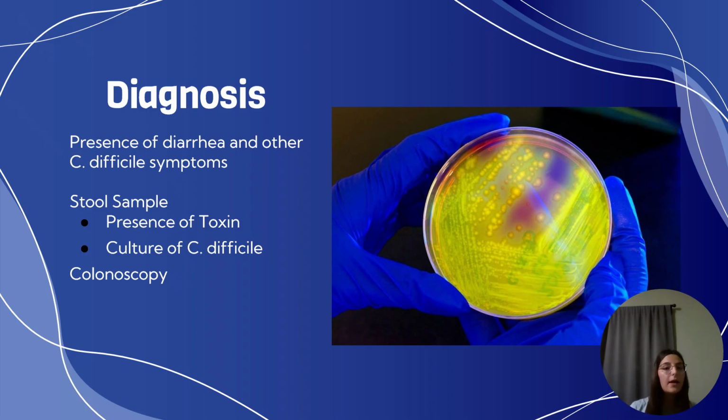So there are a few different ways we can diagnose this bacteria. The first thing we look for is presence of diarrhea and other C. diff symptoms. We can also obtain a stool sample, and what we'll do with that sample is test for the presence of the toxin that is produced by the C. diff, or we will culture the C. diff from that fecal sample. And then one other way we can diagnose this infection is by doing a colonoscopy.